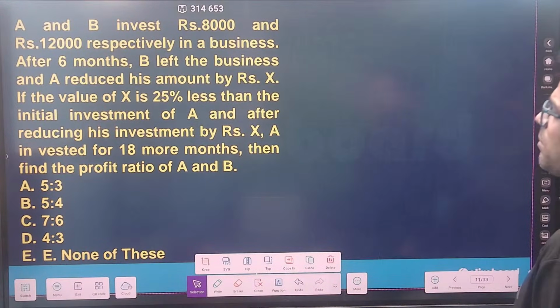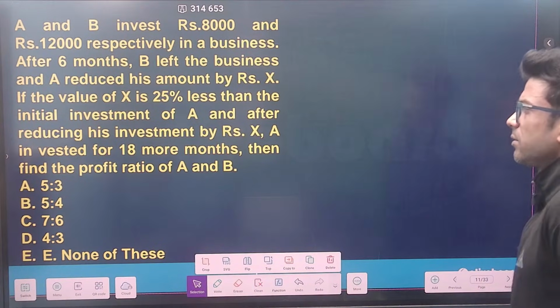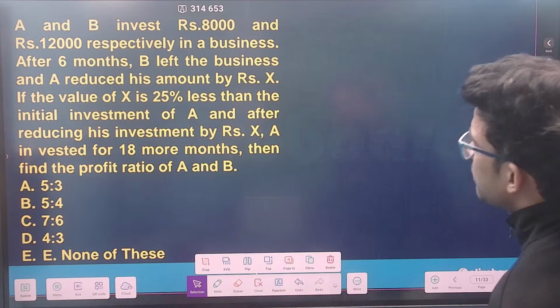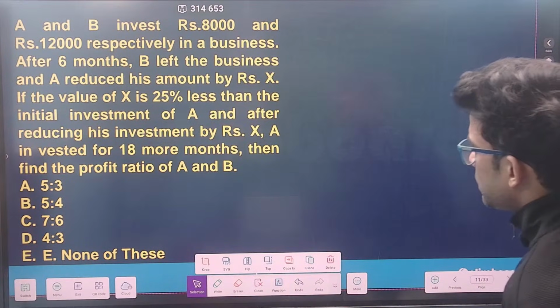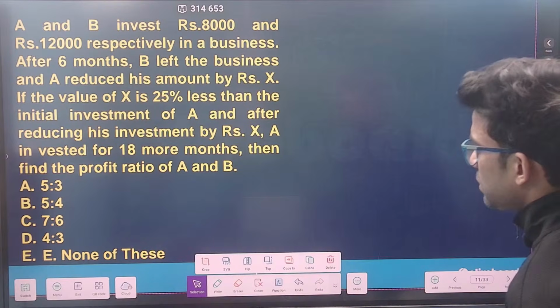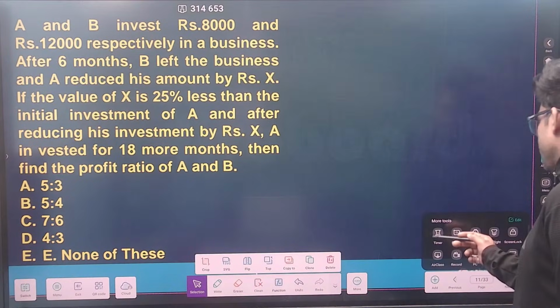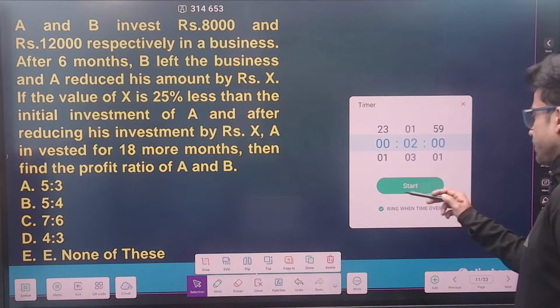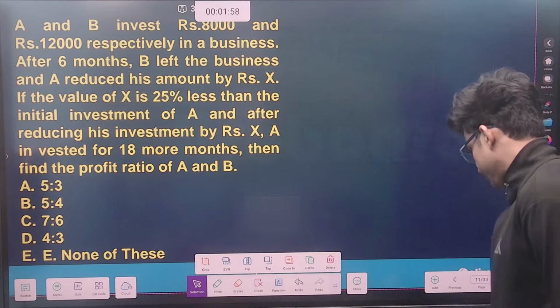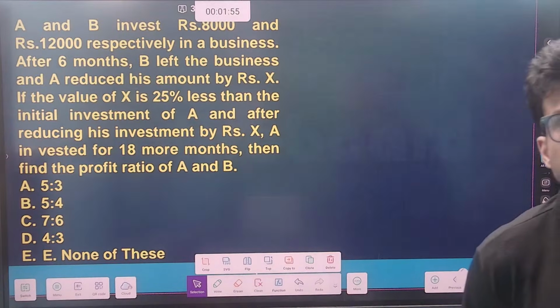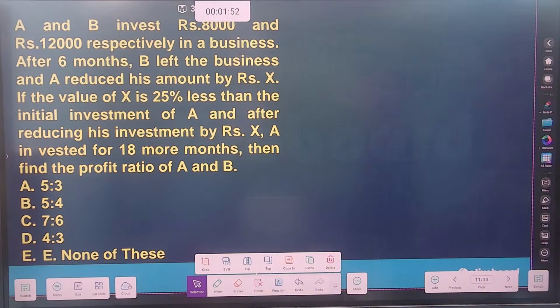Let me read the question first. A and B invested rupees 8,000 and 12,000 respectively in a business. After 6 months, B left the business and A reduces by X. The value of X is 25% less than the initial investment of A, reducing his investment by X for 18 more months. Then, this is right. Try this. So you can try this or not. Is anything left?